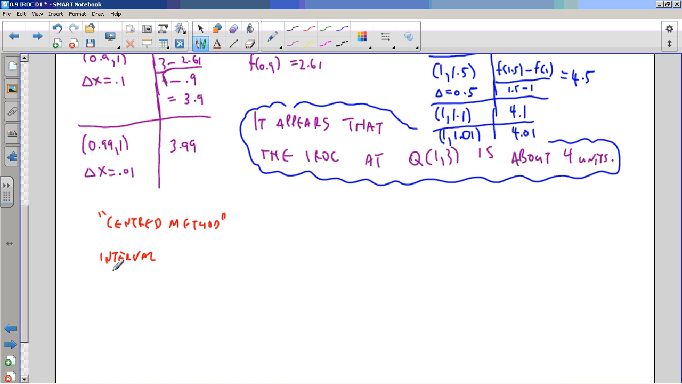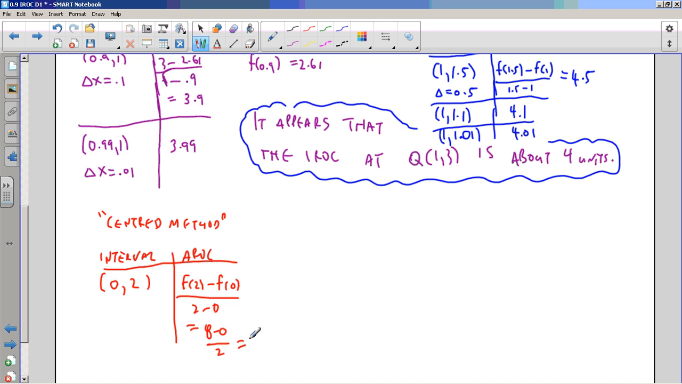So the idea: my interval, and then the IROC. If Q is in the middle of my interval, and I want to go a little bit on either side, for instance, that might be where I start, from 0 to 2, because notice Q is right in the middle there. And then if I do my IROC calculation over that interval, and this is what's kind of neat about this, f at 2 is 8, subtract 0, over 2. It gives me what we call the right answer straight off.